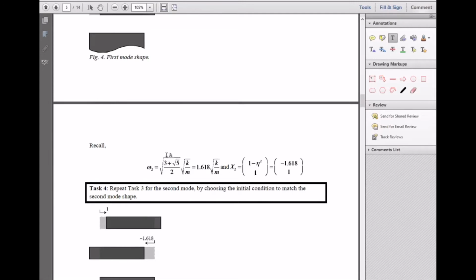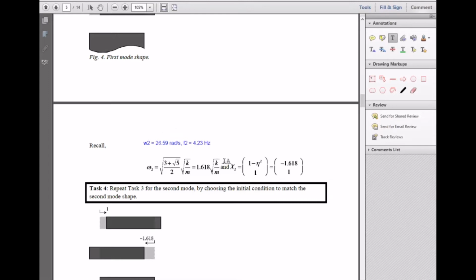We look at the second mode. The second natural frequency is 1.618 times square root of k over m. It's 270, and square root of that times 1.618 equals, I want to write that down, omega 2 equals 26.59 radians per second. Also f2, the second natural frequency, is that divided by 2 pi, and then you get 4.23 hertz.